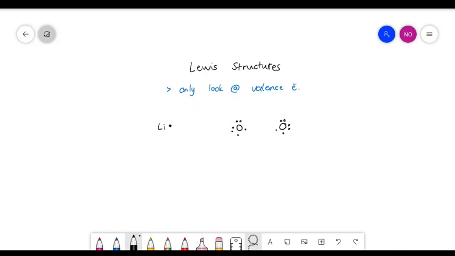Yes, it's when there's a sharing of an electron pair. Now the first few that I'm going to show you guys is when they share one electron pair, and we call that a single bond that forms.